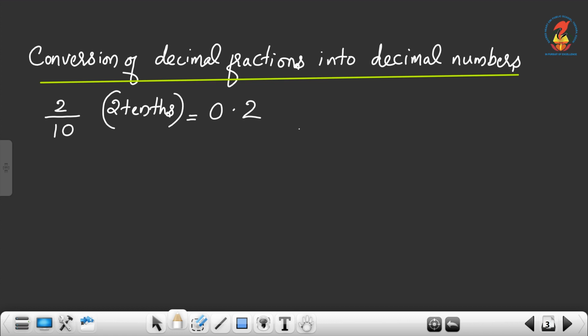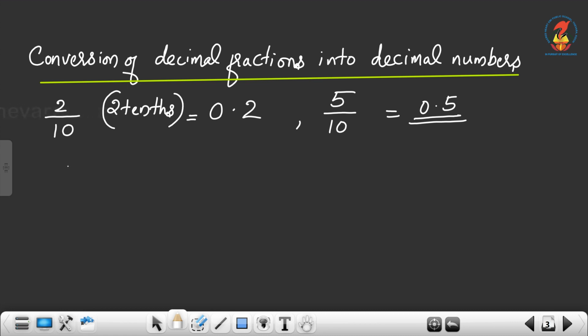Next, 5 by 10. 5 by 10 means how many tens are there? 5 tens. Look at the numerator, the digit is 5. Count the number of zeros in the denominator, only one zero. So, starting from the unit digit, you have to move 1 digit to the right and put the decimal point. So, the answer is 0.5.